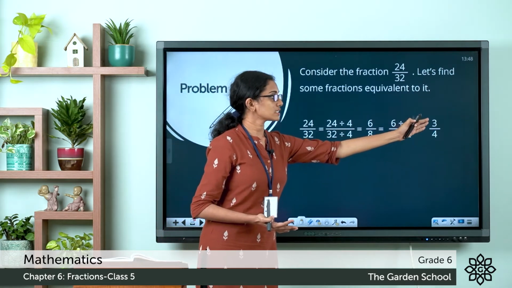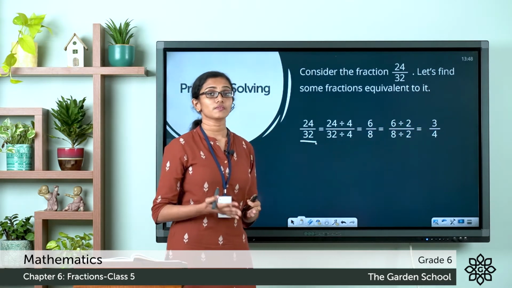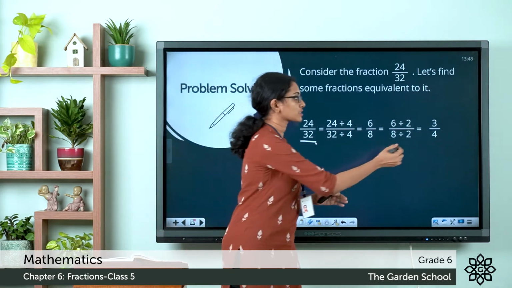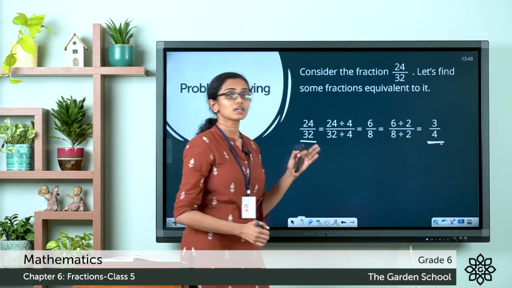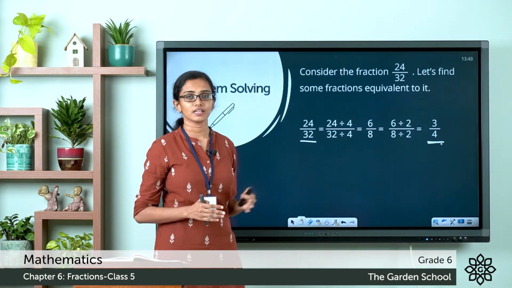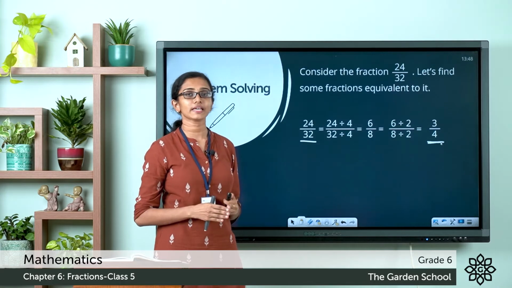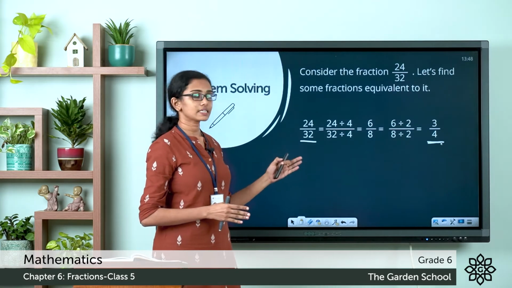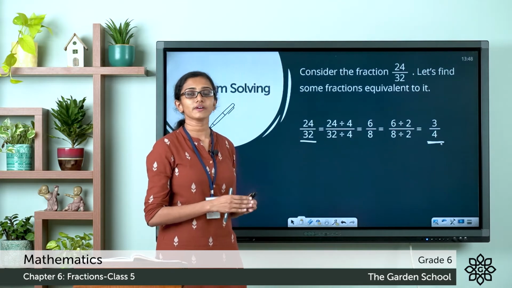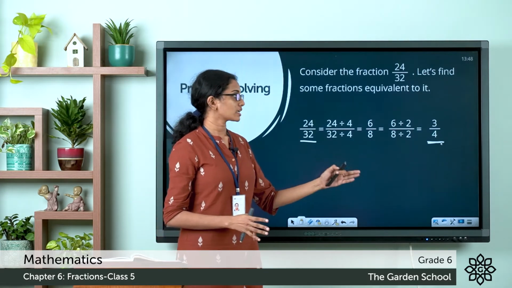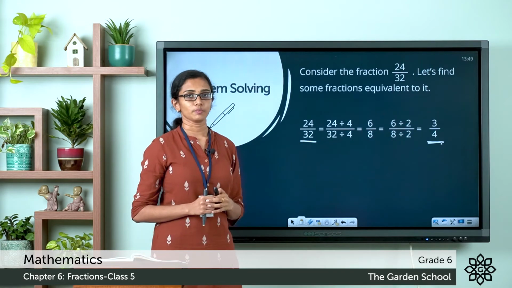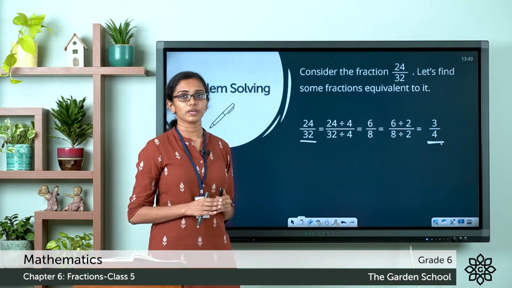If you look at it, the numerator and the denominator, the only common factor is 1. So the fraction we obtain now, 3 by 4, is the simplest form of the given fraction 24 by 32. So how did we get it? We repeatedly divided the numerator and the denominator with common factors until there is only 1 as the common factor between the numerator and the denominator. So this is one way.